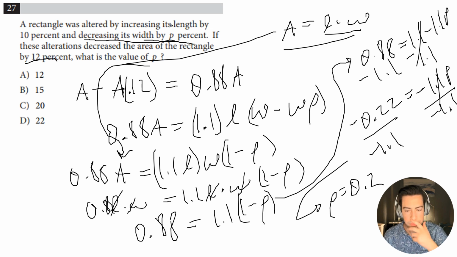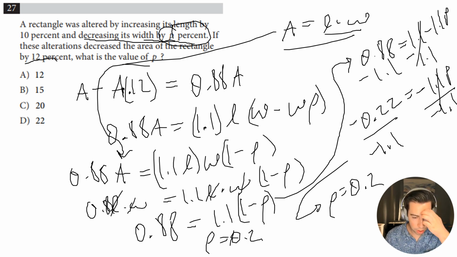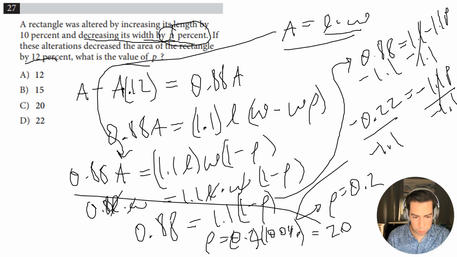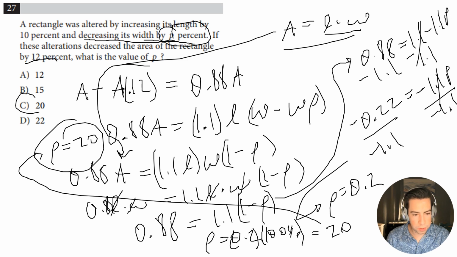0.2. Now remember, we want it as a percentage, right? So as a percentage, we need to take this value, p equals 0.2, and multiply it by 100%, because to get from a decimal to a percentage, you just multiply by 100%. So 0.2 times 100 is going to give us 20. So let's bring it up here. p has to equal 20. And that is going to be answer choice C.